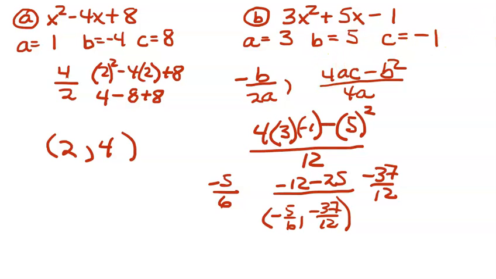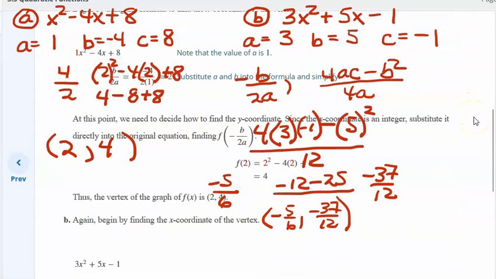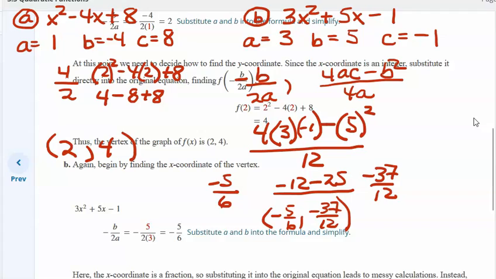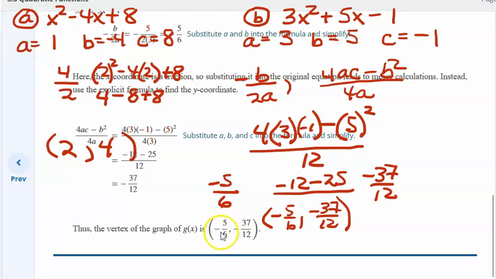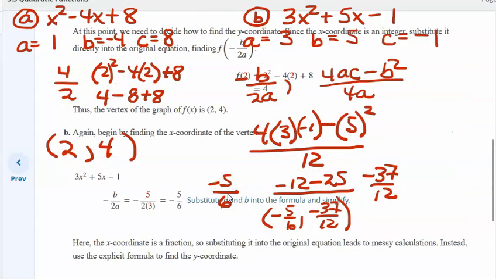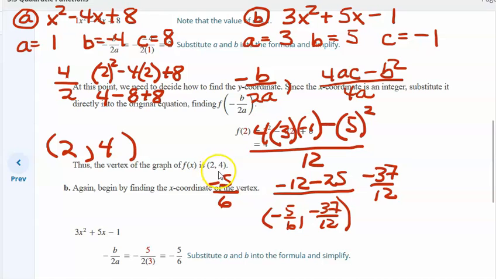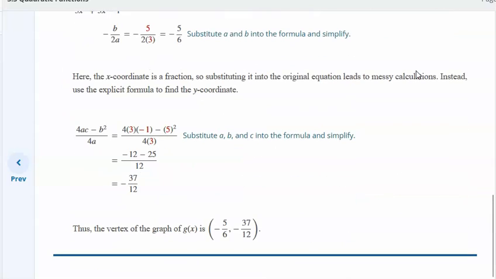Okay, let's look at the book and see how close we are to the answers. Hopefully we're on the money here, so to speak. They're showing us all of this, and there it is, negative 5/6 and that. And then the other one that we had was a 2 and a 4. Yes, we're good. I wanted you to see this worked out, but again, all of this is in the Learn.